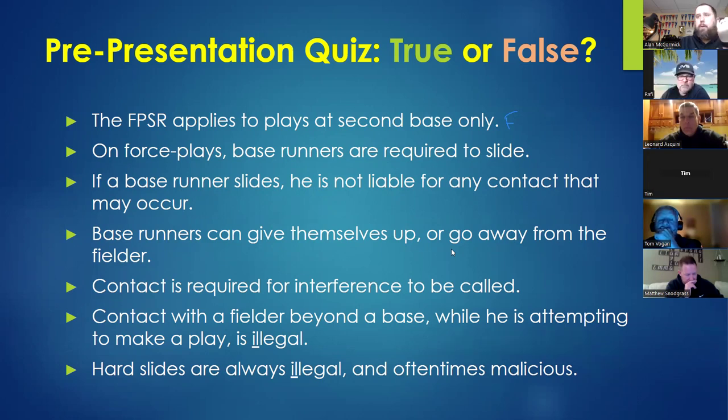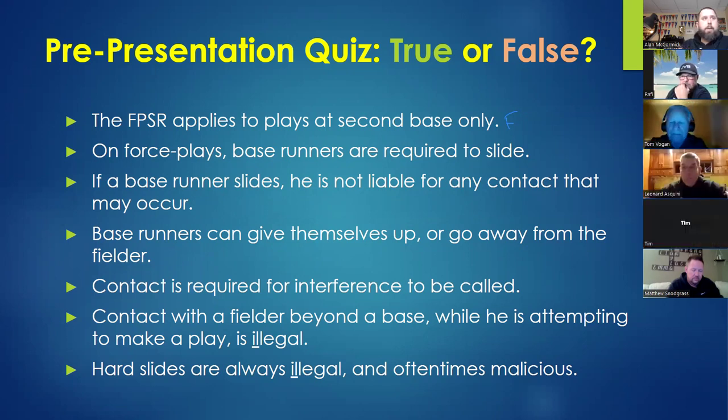On force plays, base runners are required to slide. We had 22 say false, 5 say true. The answer on that is false. In high school baseball, the runners never have to slide. They always have another option: they can peel off, they can run away from the play. But if they do slide, the slide has to be legal. That's where the interference force play slide rule comes into play. If the slide's legal, then the runner's going to be okay. If he doesn't slide legally, that's when he's going to be in violation of this rule.